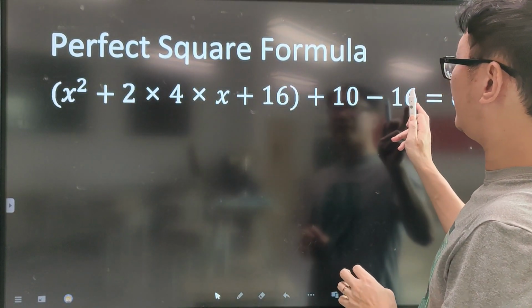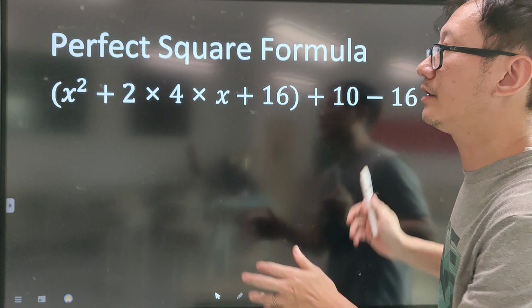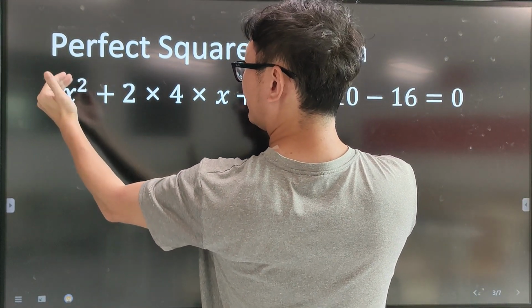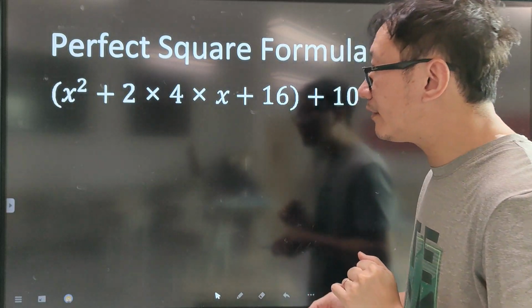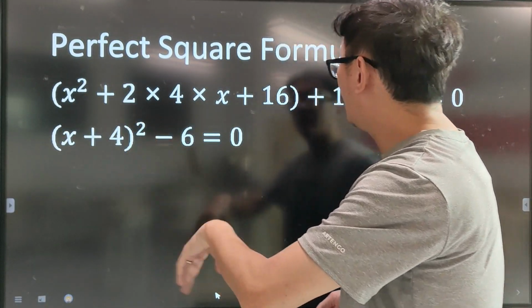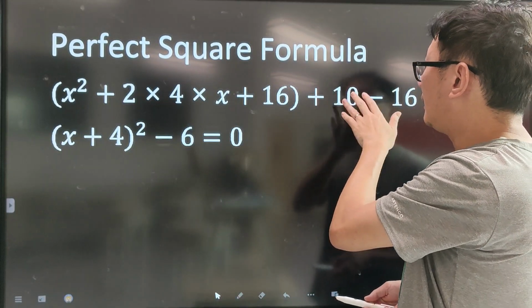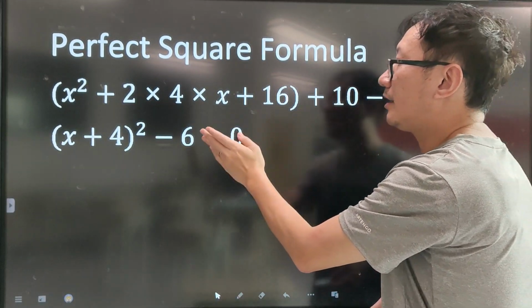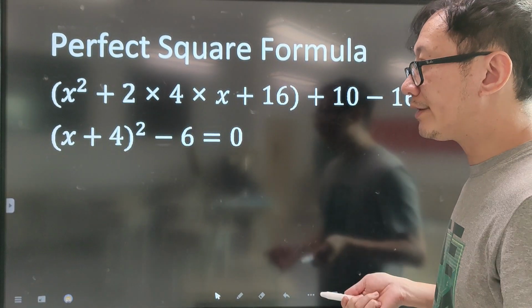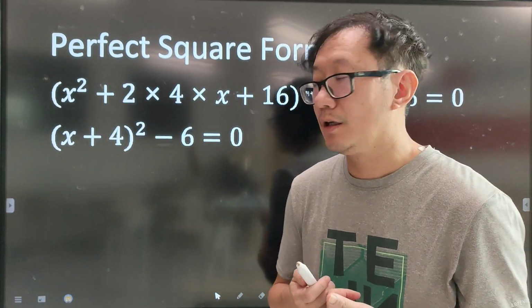Okay, so I've done that. I've taken that outside of brackets. So you see here, that is our perfect square. We're going to rewrite this as x plus 4, the whole thing squared. And plus 10 minus 16 becomes minus 6 here. The rest is fairly easy.